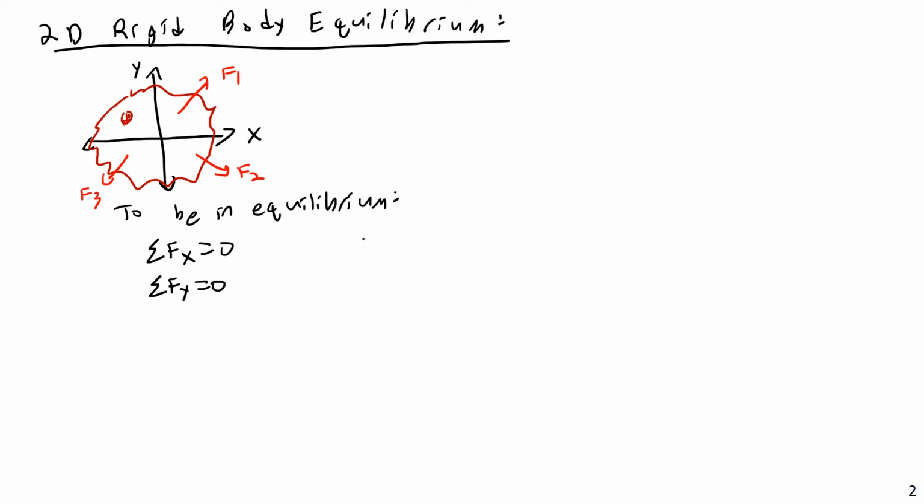However, to be in equilibrium for moments, for rotation, I actually only have to worry about one direction, and that's moments about z. If you think about the right-hand rule, take your hand and curl your forefingers into a circle, and point your thumb in a straight line. That defines the right-hand rule for moments in two dimensions.